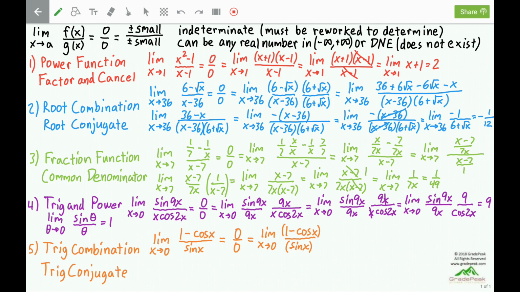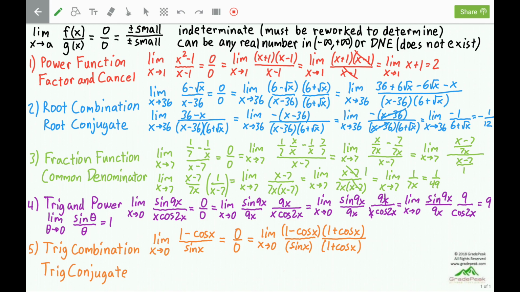Now, the trig conjugate, I'm going to get this ready to multiply. It will be similar to the root conjugate. We will take the trig combination, which is 1 minus cosine x, and write the same expression with opposite sign between the terms. So 1 plus cosine x. Again, multiply the numerator and denominator by that so that it's a form of 1, so we don't change the value, we just change the look.